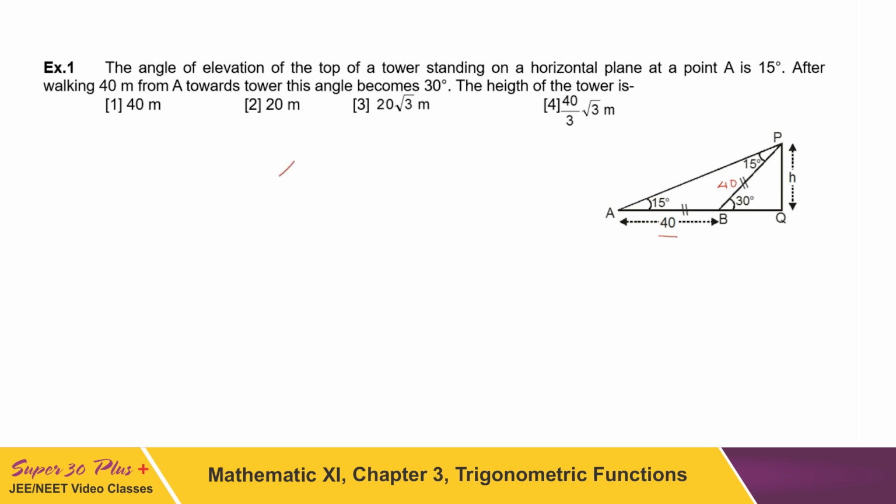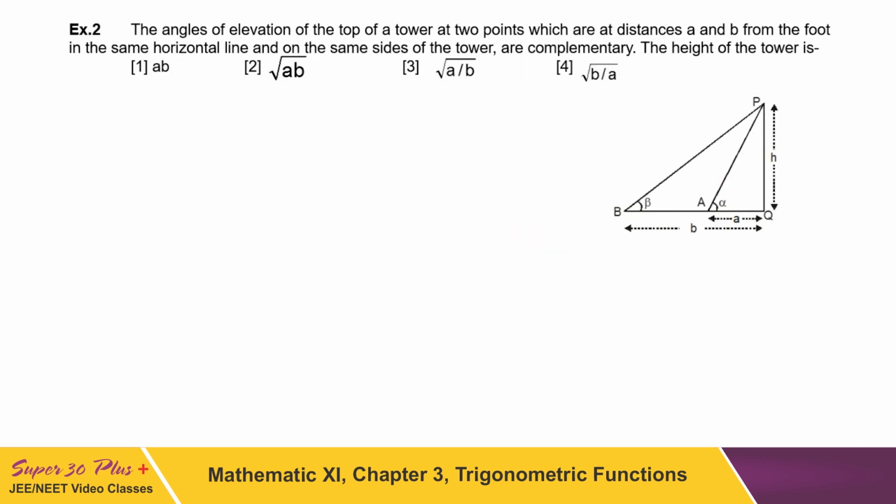Then we are going to find sine 30. What is the value of sine 30? The value of sine 30 is H upon PB. As we know, PB is 40. Then it is H upon 40. Then what is the height of the tower? The height of the tower is 40 sine 30. What is the value of sine 30? Sine 30 is half. So 40 into half is equal to 20 meter. This is the height of the tower. This is a very easy type of question.